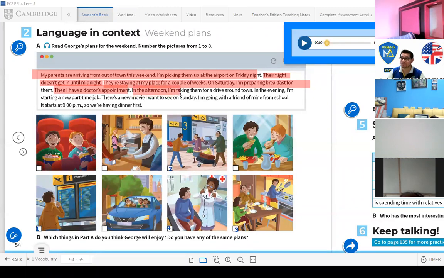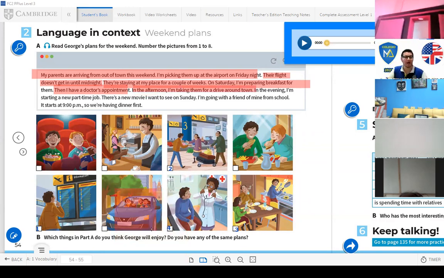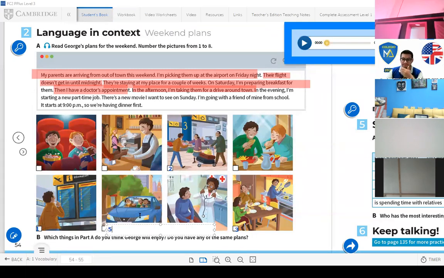In the afternoon, I'm taking them for a drive around town. You know, this should be, no? Taking for a drive around town. So this should be number five. Okay. We have here number five, and let's see what else.